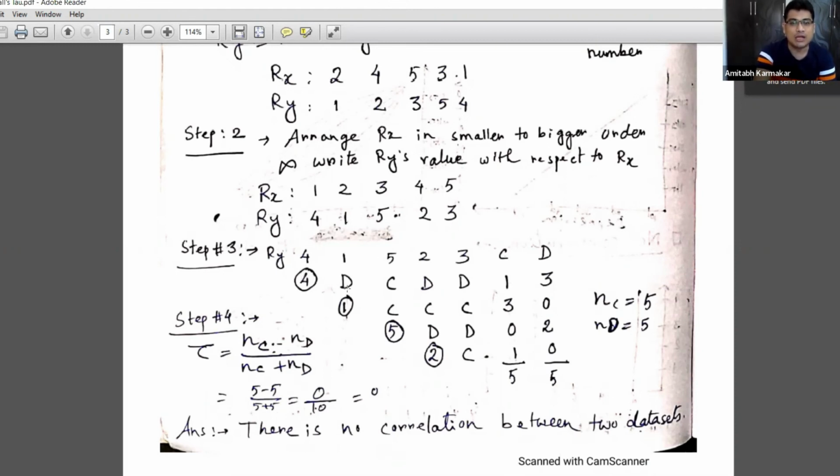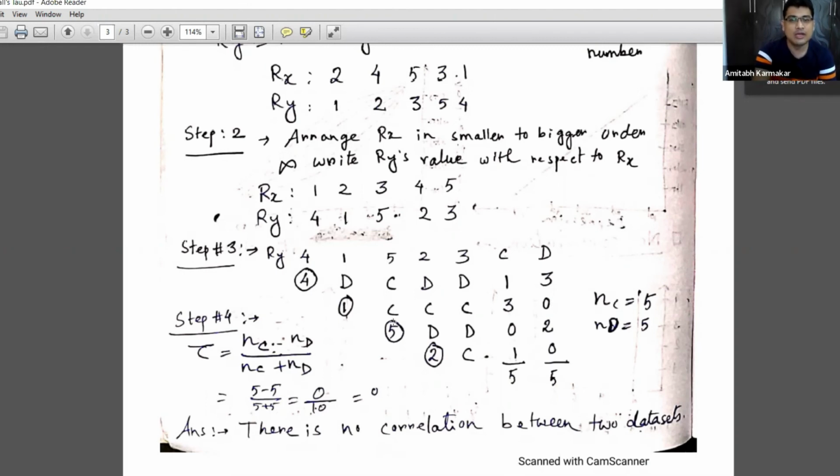I'll ignore 4 because 4 is already done. I'll circle 1. Then I'll compare 1 with all these numbers, 5, 2, and 3. Now tell me, 5 is greater than 1 or less than 1? Obviously greater than 1. So C. 1 is the smallest number, hence 5, 2, 3 are all bigger numbers, right? So all will be C, C, C. Correct? So 3 C's, and there is no D. So D will be 0.